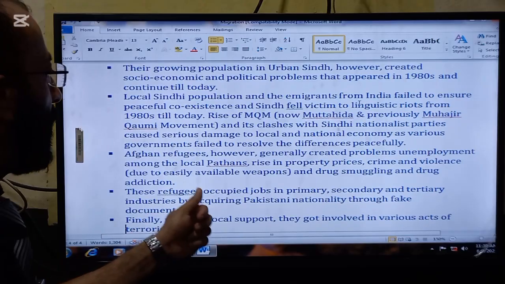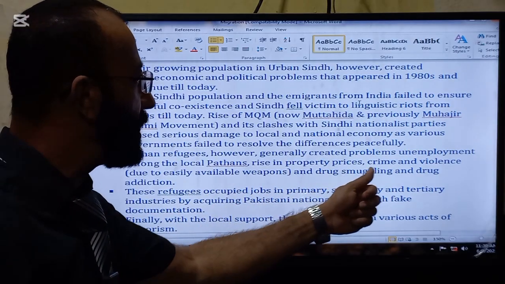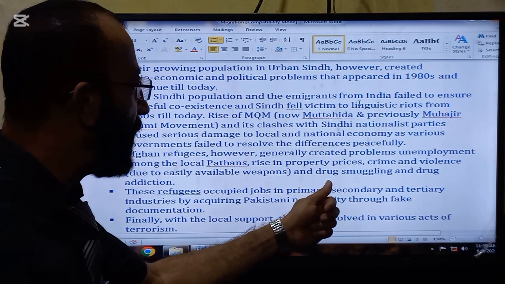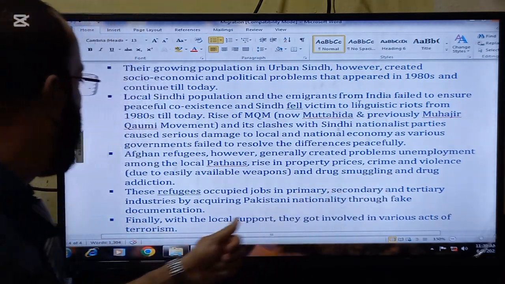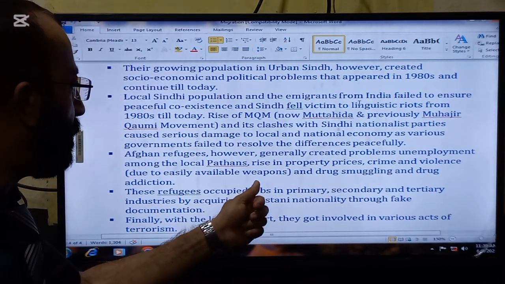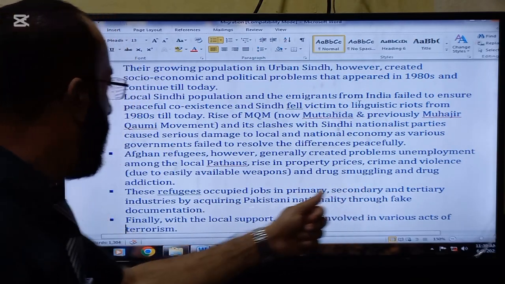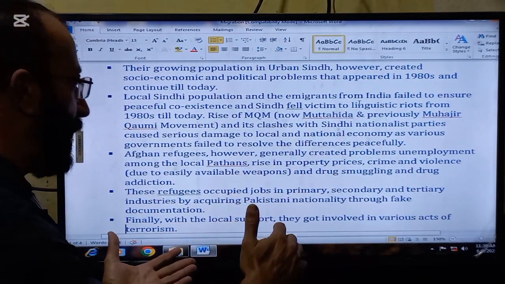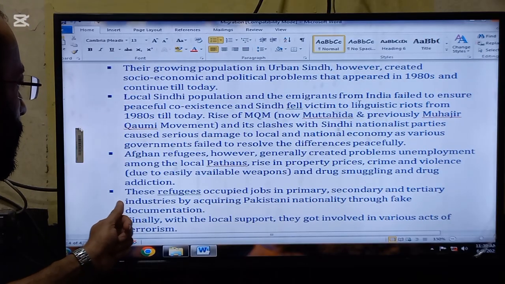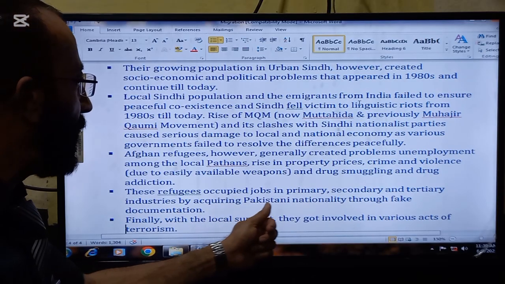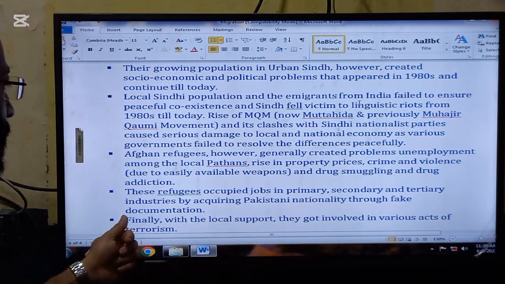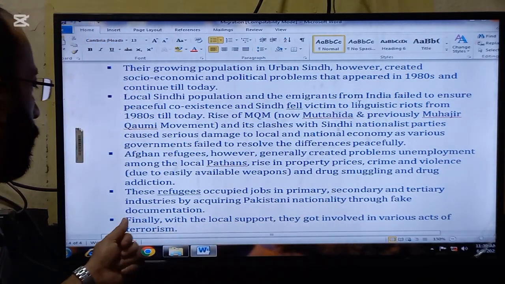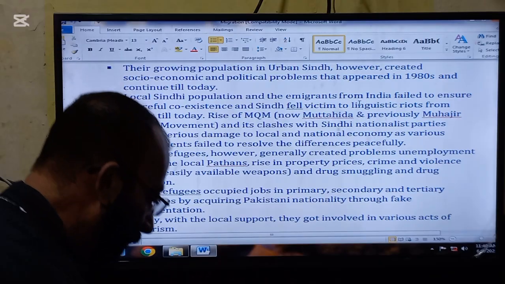Afghan refugees, however, generally created problems: unemployment among the local Pathans, rise in property prices, crime and violence due to easily available weapons, and drug smuggling and drug addiction. So this is another bad effect of the immigration. These refugees occupied jobs in primary, secondary, and tertiary industries by acquiring Pakistani nationality through fake documentation. So this is another bad effect.